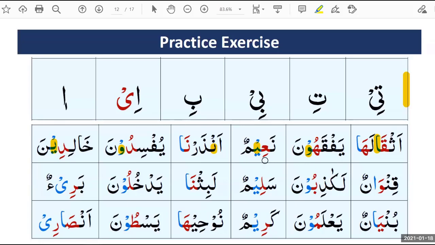Naimun. Very good. Anzarna. Okay, so we haven't covered this rule yet, but the correct way to say this word is Anzarna. Very good. Yufsiduna. Khalidina. Okay. Khalidina. Jazakillah. Okay, can we have one more student? Okay. Jazakallah.